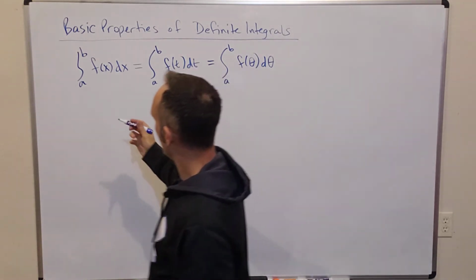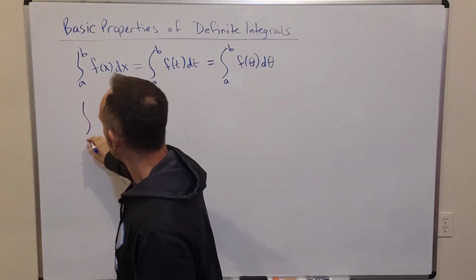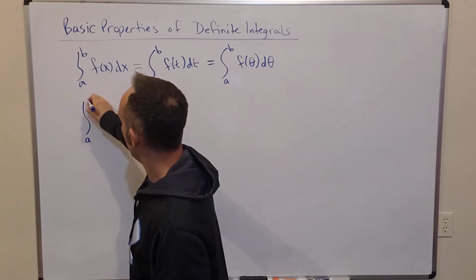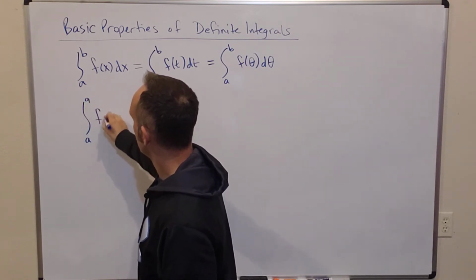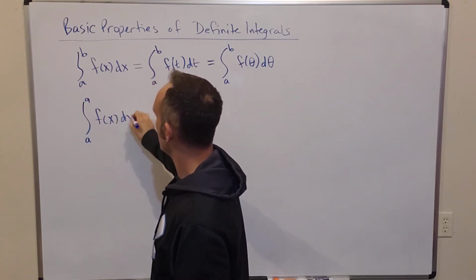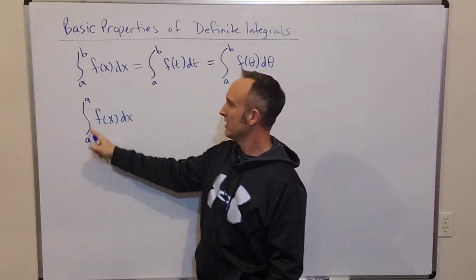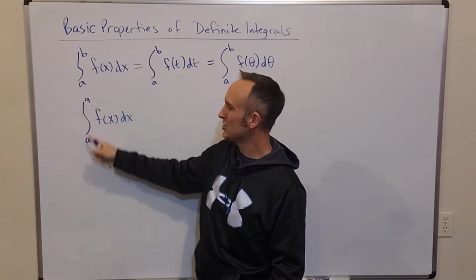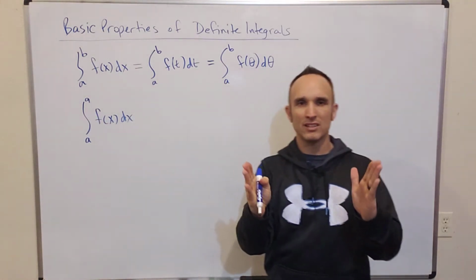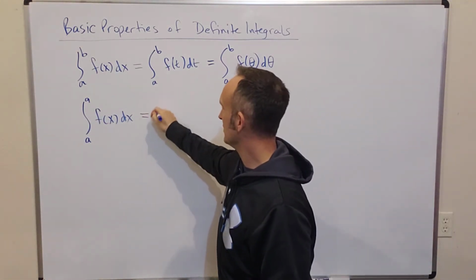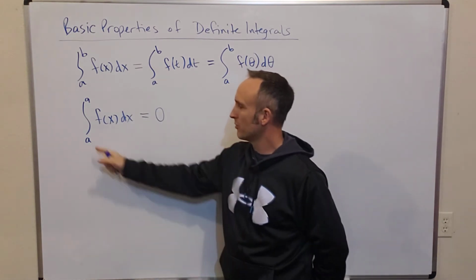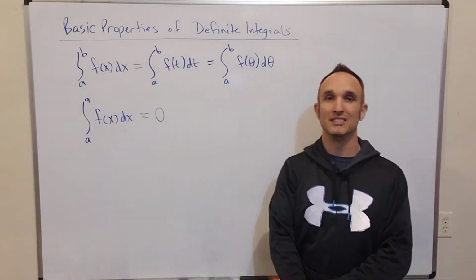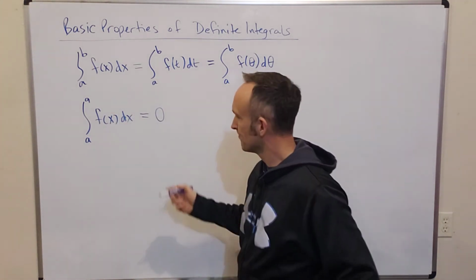The next one is also pretty simple. If I integrate a function from a to a, from a constant to itself, then the area under this function, when there's no change in your start point and end point, that area is going to be 0. Integrating from a constant to itself just results in a 0 area, okay?